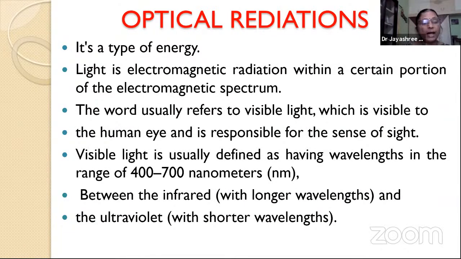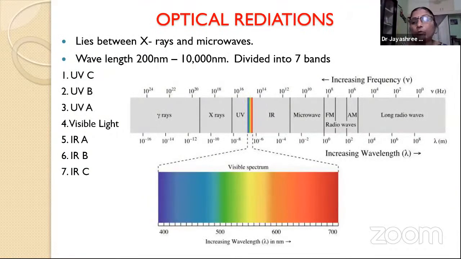Basically, whenever we come across finding out the spectrum, it has a range of 400 to 700 nanometers, and lies between the infrared with longer wavelengths and the ultraviolet with shorter wavelengths as well. Now, dear students, it is a very special branch of physical science, and that is nothing but spectroscopy.